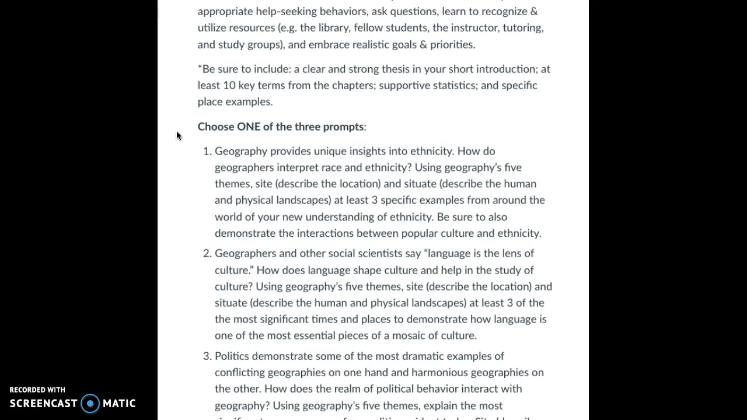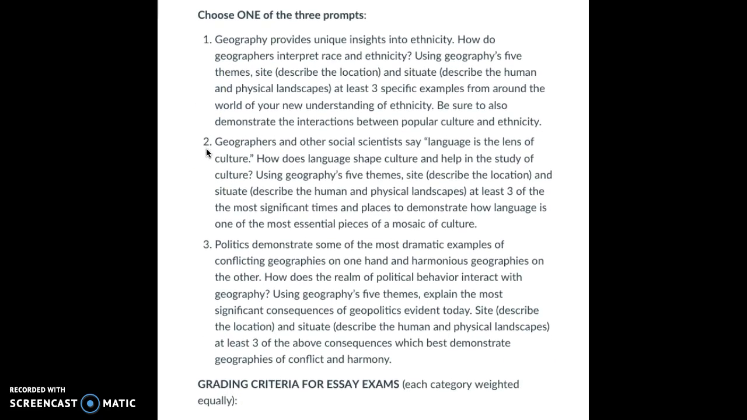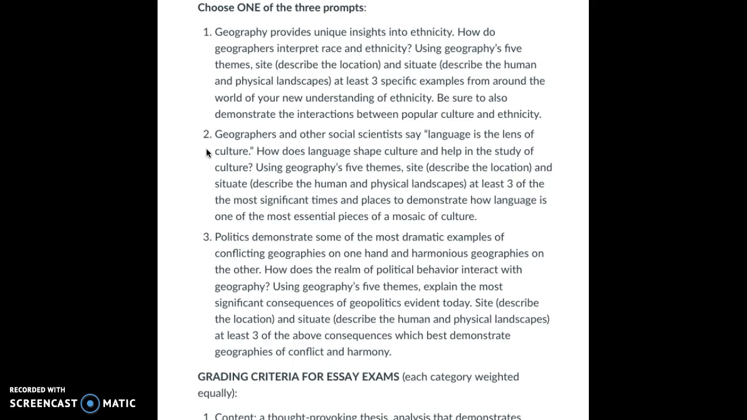So here we have the prompts. You'll see them roughly corresponding to the 3 chapters we've looked at. And for this essay exam, remember that we're just choosing one of the 3 prompts. You've by now written your outlines on all 3 of them, demonstrating your understanding of the breadth of the material.